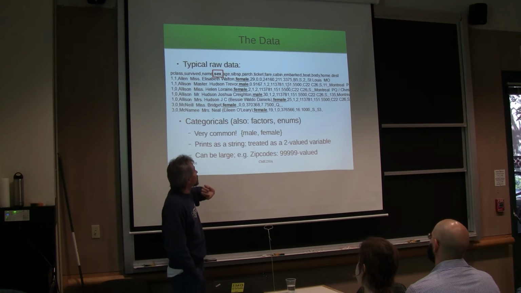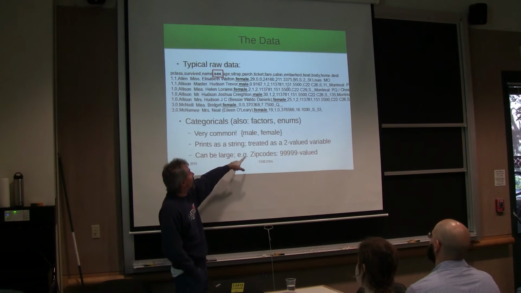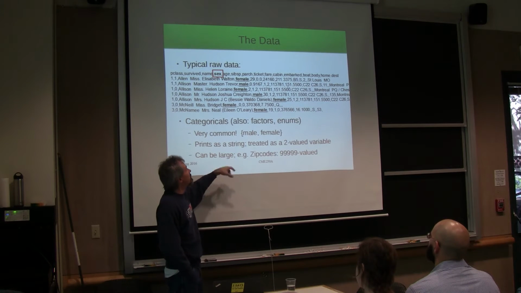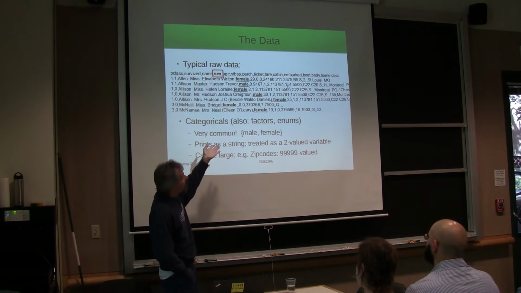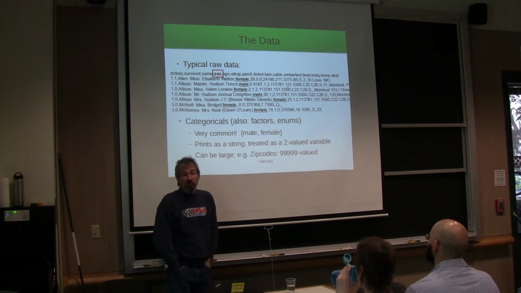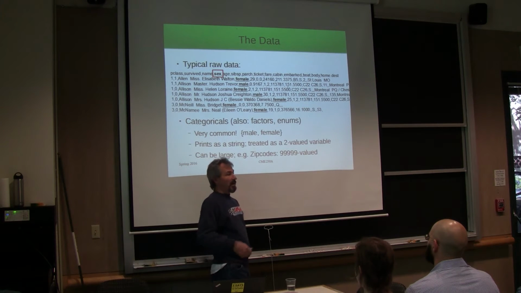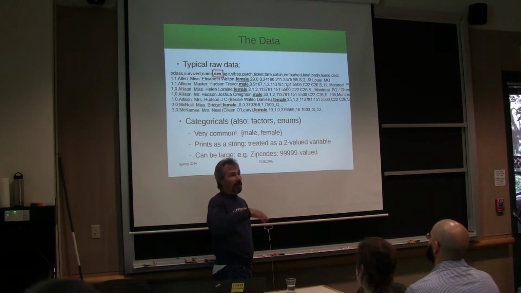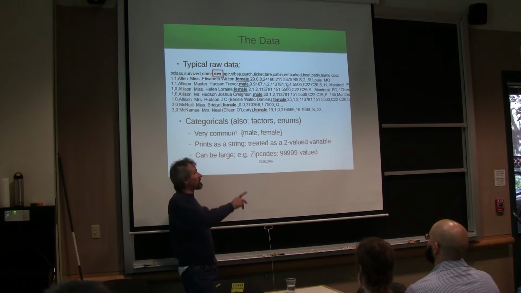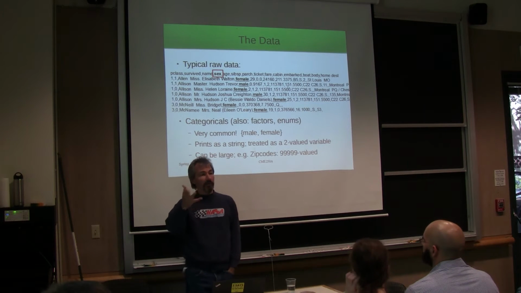So categoricals happen a lot, and they are discretely different things, each individual one, as opposed to age, which is a continuous value. So if I'm predicting on age, I might get a number from 1 to 99, and I might have all kinds of fractional things. But if I'm predicting a categorical, I'm going to get one or the other and not a fraction in between.